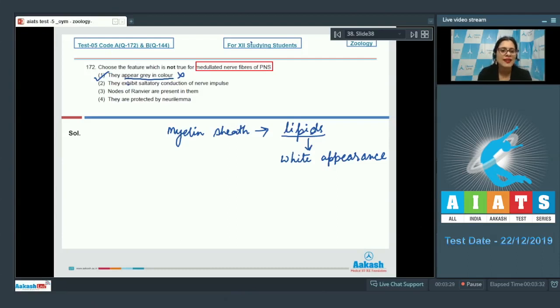The next statement is they exhibit saltatory conduction of nerve impulse. As it is a correct statement with respect to medullated nerve fibers of PNS, this cannot be a correct answer to our question. Next option is nodes of Ranvier are present in them. As it is also a correct statement, this cannot be a correct answer. The last statement is they are protected by neurolemma. This is also a correct statement, so this cannot be a correct answer. Neurolemma is the outermost protective covering formed by Schwann cells around neuron. So the correct answer to this question is option number 1. Let's discuss our next question.